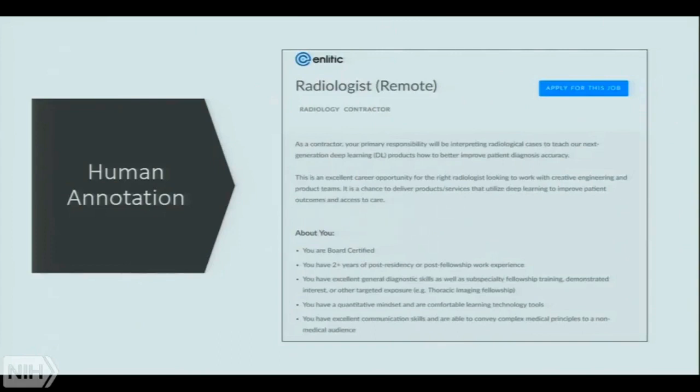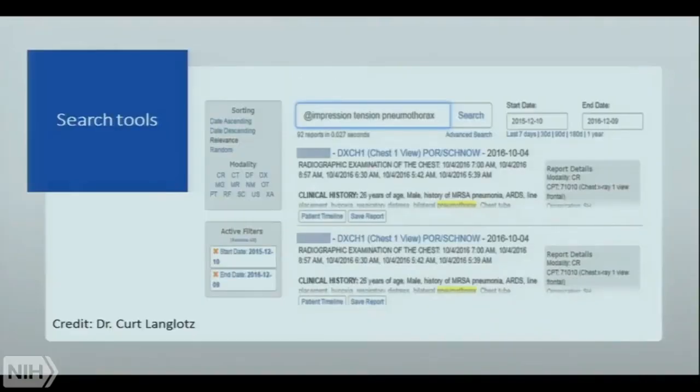Here's an advertisement looking for radiologists to annotate medical images. This is from Analytic. Unfortunately, in my lab, we don't have the budget to hire a lot of radiologists to do this, so we have to look for other opportunities to do our labeling.